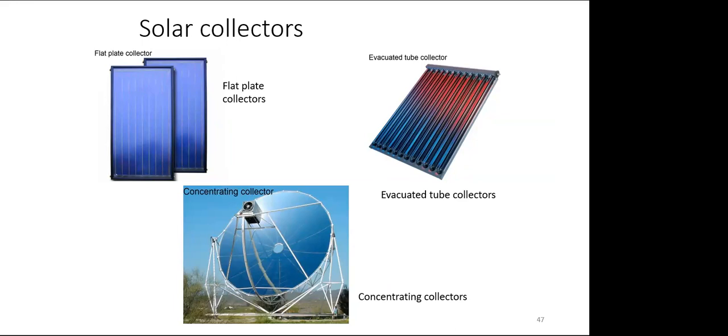Solar collector types: the flat plate collector, the evacuated tube collectors, as well as the concentration collectors. We can use these for thermal applications. For the flat collectors, the concept is that there's a greenhouse effect we are using. There's a glass plate on top of that collector, maybe a double glazed collector.